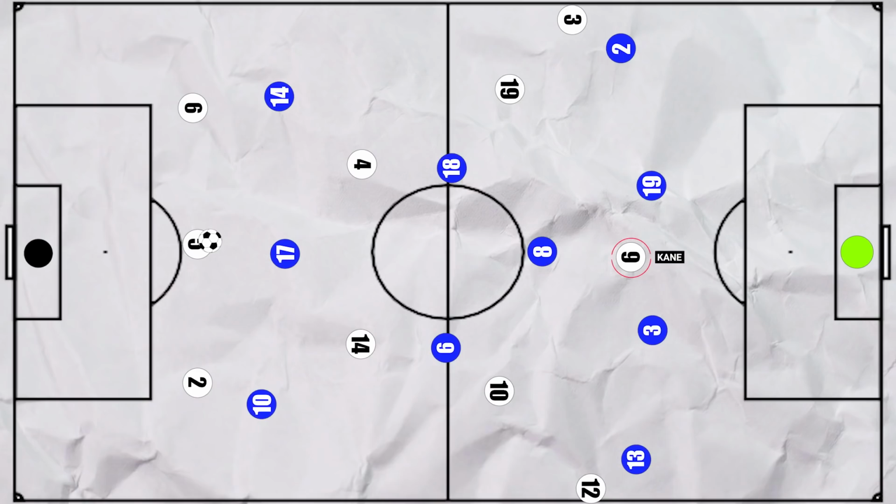But England exploited a similar problem Italy had against Spain, with Kane dropping into the midfield, often to overload it and get on the ball, and crucially in these phases Sterling would take up the centre-forward role. Kane could then look to begin the next phase of play.